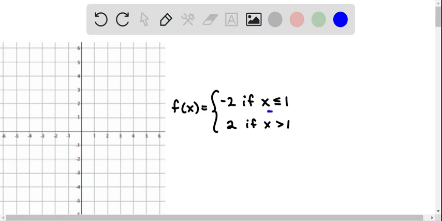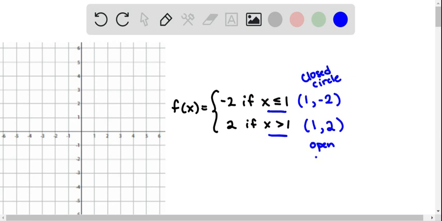And where we have a change from one piece to the other is at x equals 1. So let's go ahead and substitute 1 in. When we substitute it into the top piece, we get -2. And we're going to have a closed circle there, since that part of the graph includes 1. And if I substitute 1 into the bottom piece, I get 2. And I'm going to have an open circle there, since that part of the graph does not include 1.